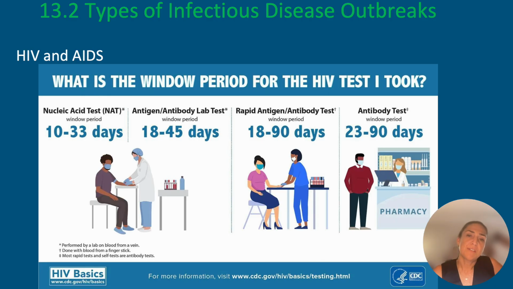HIV, or human immunodeficiency virus, is a virus that attacks the body's immune system. If untreated, it progresses to acquired immunodeficiency syndrome, and it can be controlled, but there's no cure. It's transmitted through direct contact with infected blood and specific body fluids.